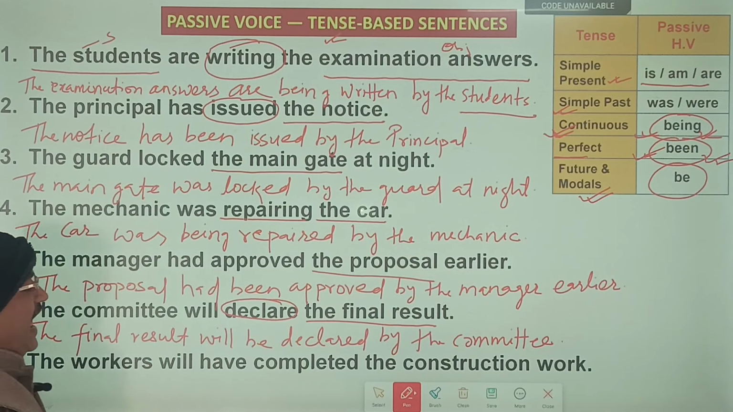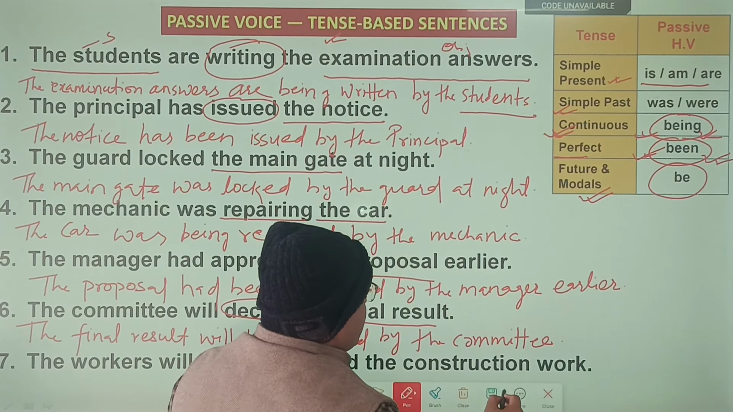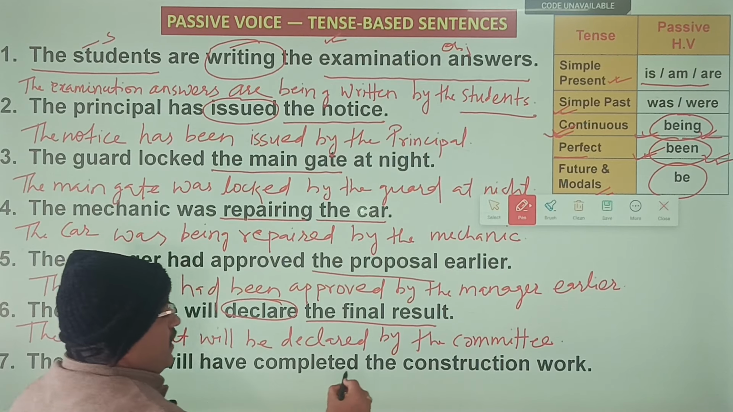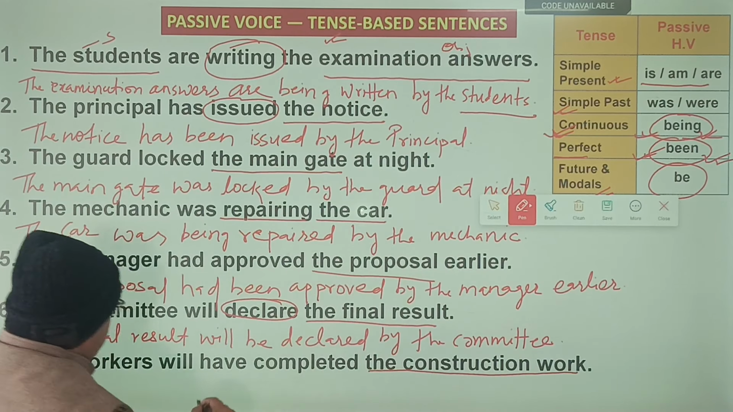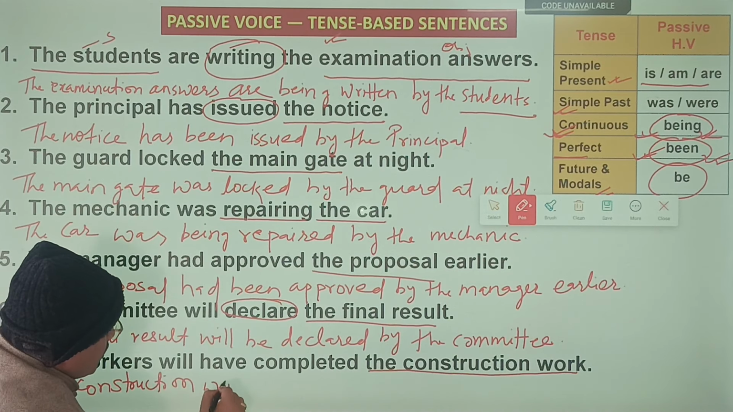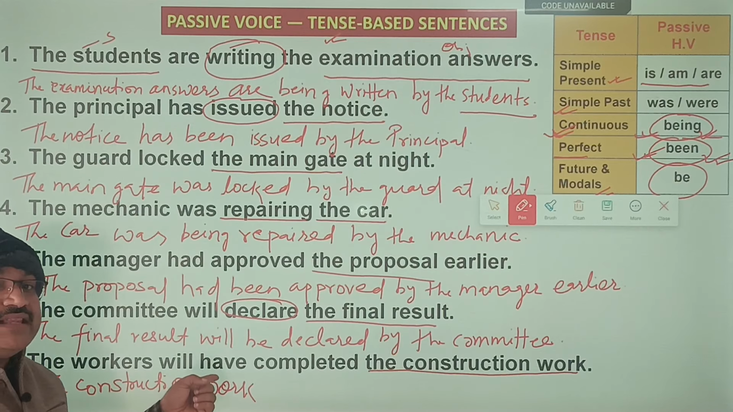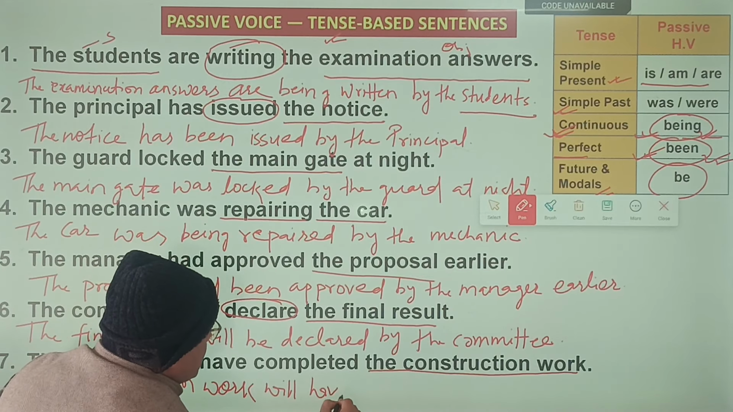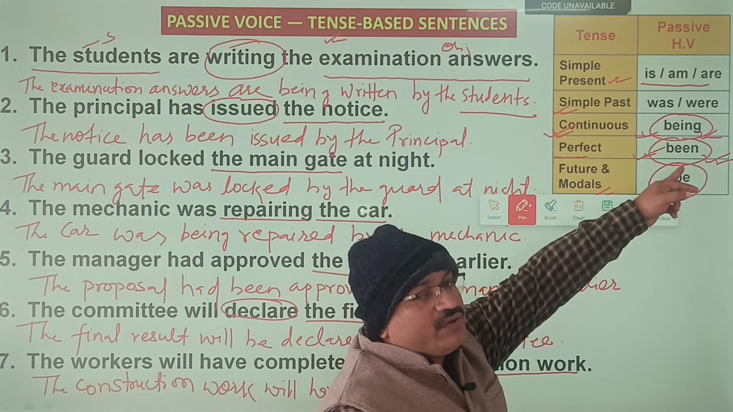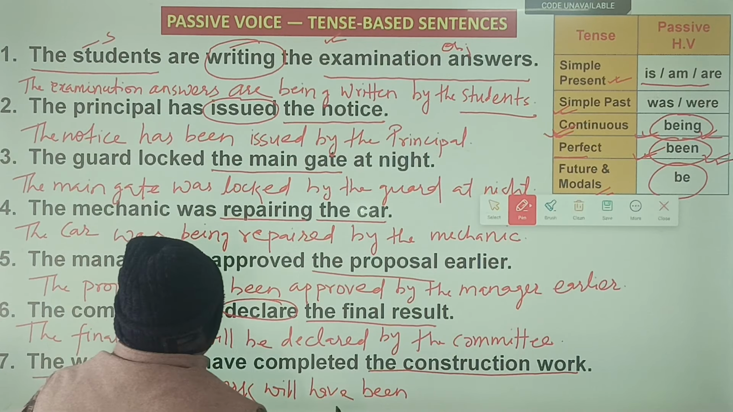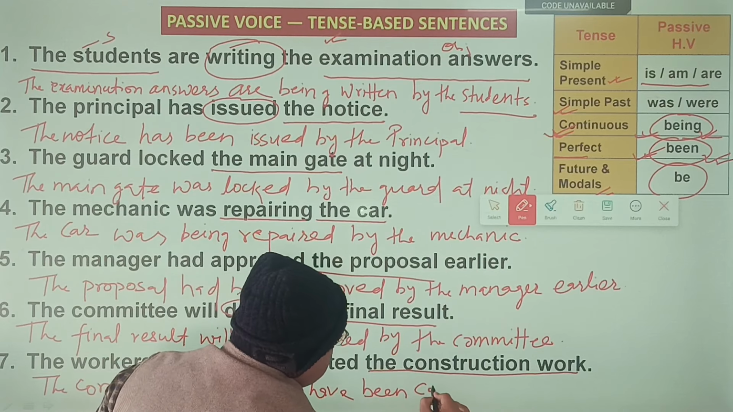Now, the workers will have completed the construction work. Very good. So what is the object? The construction work. Let us start with the construction work. Now identify the tense. Will have, future perfect. Since it is perfect, we use an extra been. Will have been, then completed. V3 of complete is completed.